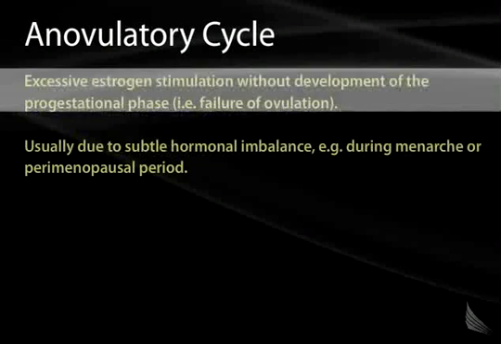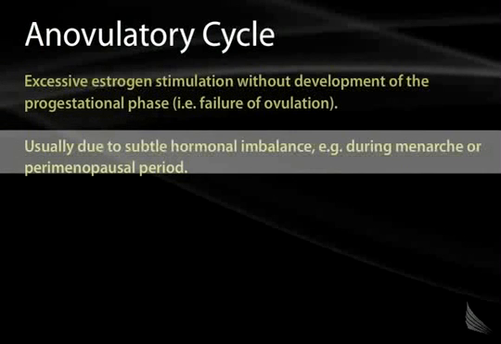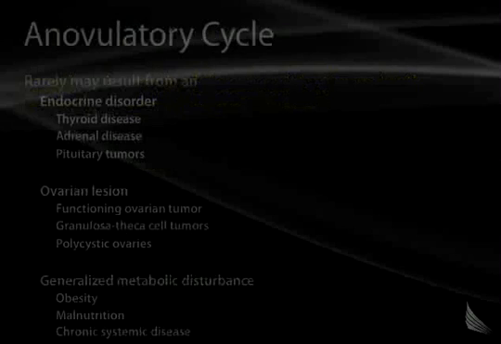Anovulatory cycles are seen where there's excessive estrogen stimulation without the development of a progesterone phase, i.e. there is failure of ovulation. This is usually due to some sort of hormonal imbalance, usually during menarche or the perimenopausal period.